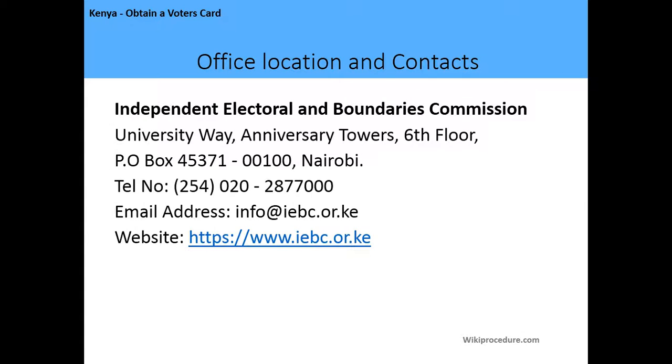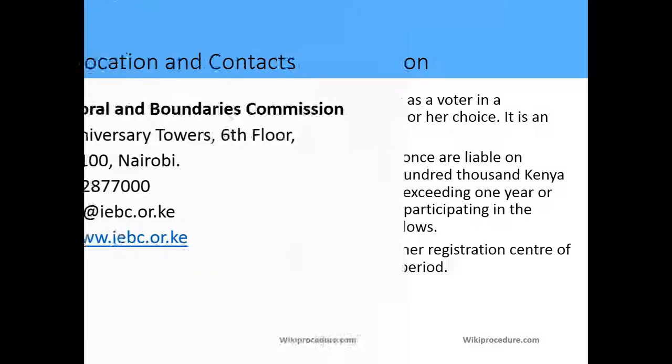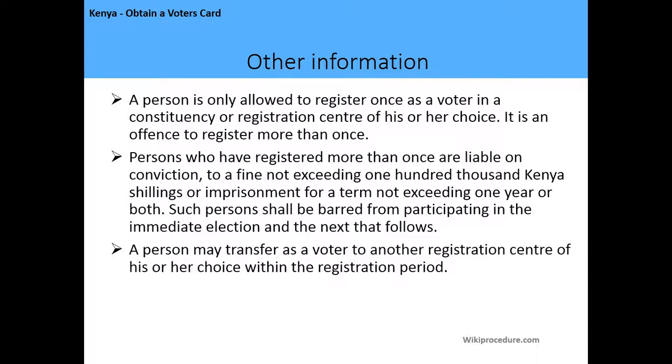The office location and contact information of the Independent Electoral and Boundaries Commission, IEBC: they are at University Way, University Towers, and their website is www.iebc.or.ke. Other information is that a person is only allowed to register once as a voter in a constituency or registration center of his or her choice, and it's an offense to register more than once.